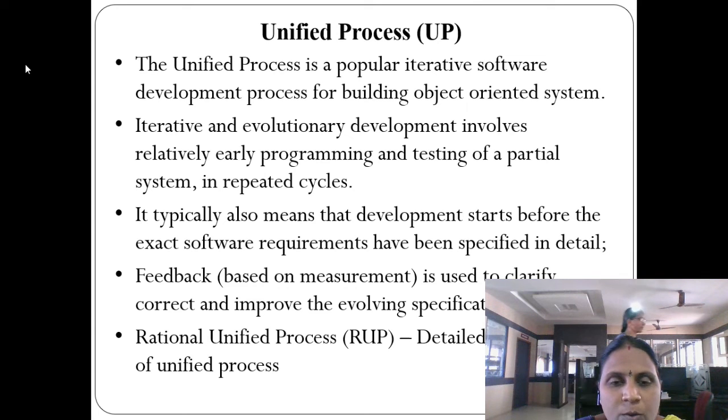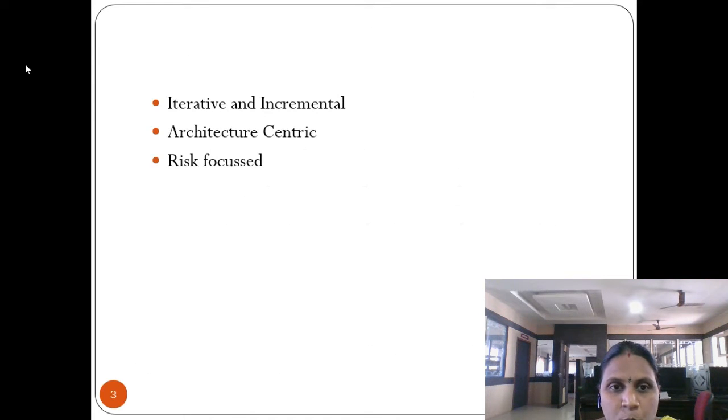It is an iterative and evolutionary development process which involves relatively early programming and testing of the partial system in repeated cycles. It typically also means that development starts before the exact software requirements have been specified in detail. After the specification is given, we collect feedback based on the measurements that are used to clarify, correct and improve the evolving specification.